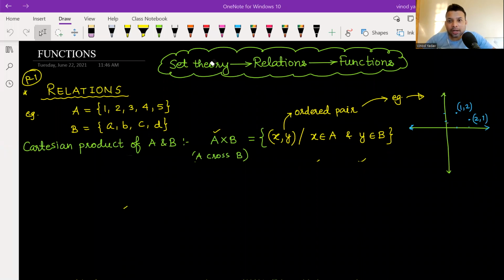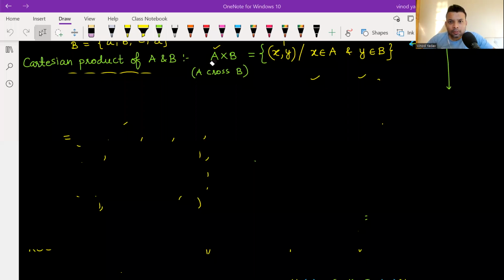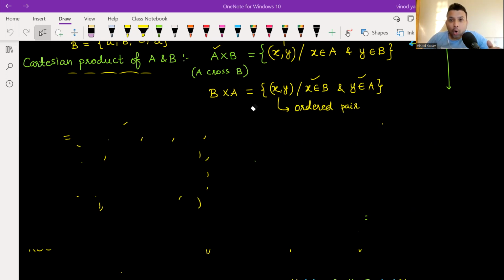So I'm developing the Cartesian product of A and B. As of now, I just wrote the definition. Now let me develop it and show you actually what it is. Also, before going ahead, what will be B cross A then? It will again be a set in which ordered pairs are present, but here the first element of every pair will come from set B, and the second element will come from set A. So you should understand that A cross B is not necessarily the same as B cross A. The order matters. 1 comma 2 is not the same as 2 comma 1.